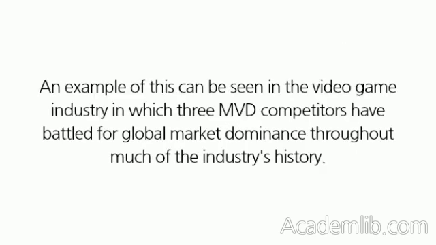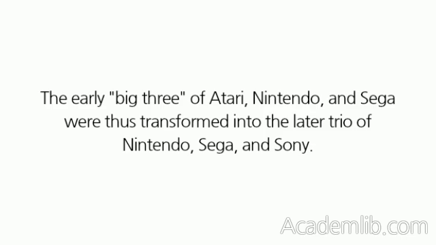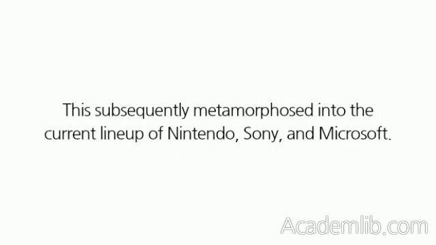An example of this can be seen in the video game industry, in which three MVD competitors have battled for global market dominance throughout much of the industry's history. Although the technological platforms and the identities of individual competitors have evolved, the overall market structure has remained relatively invariant. The early big three of Atari, Nintendo, and Sega were thus transformed into the later trio of Nintendo, Sega, and Sony. This subsequently metamorphosed into the current lineup of Nintendo, Sony, and Microsoft.